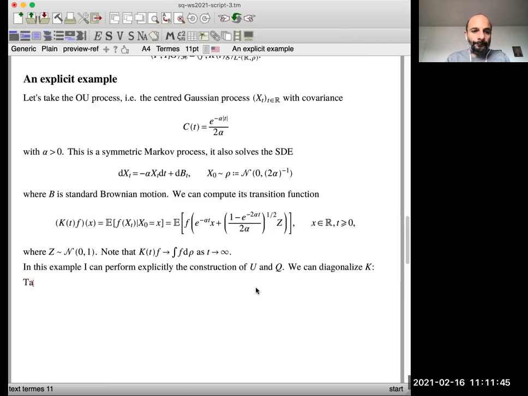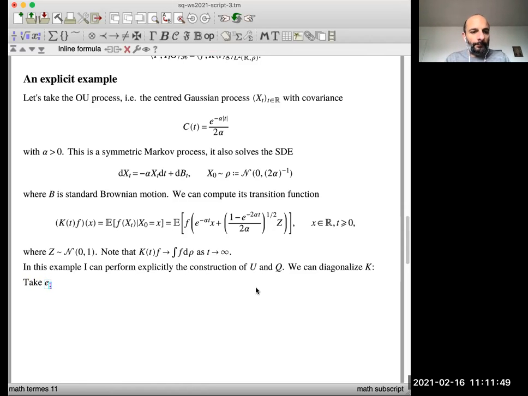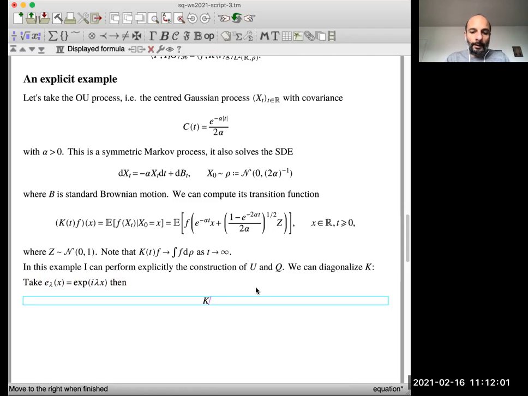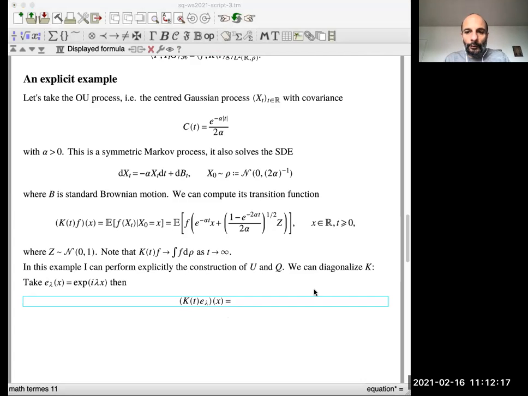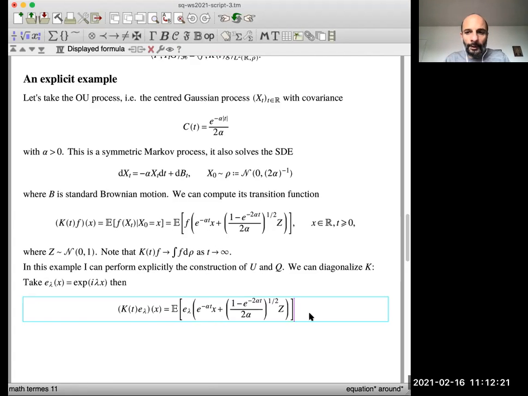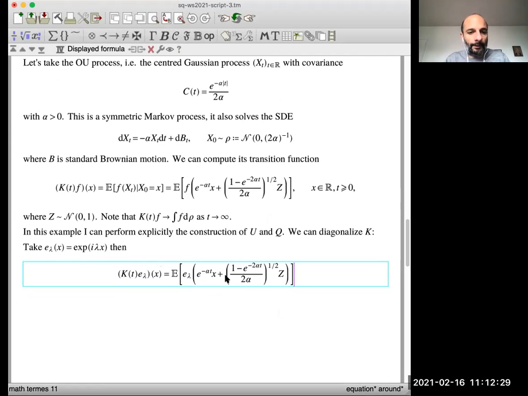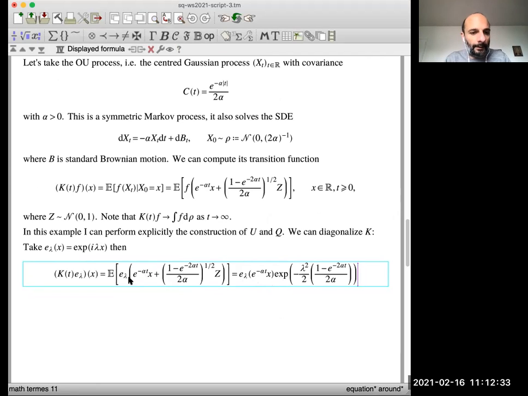Let's take E of lambda, E of lambda of X, this particular trigonometric exponential. Then what happens if you give it to K? You have the explicit formula. Of course, this is a complex exponential, so there is a part which goes out and a part which you can compute explicitly. It's just the characteristic function of a Gaussian. So you get something like this: this part goes out and you have this, so you get more or less the same function, but not quite.